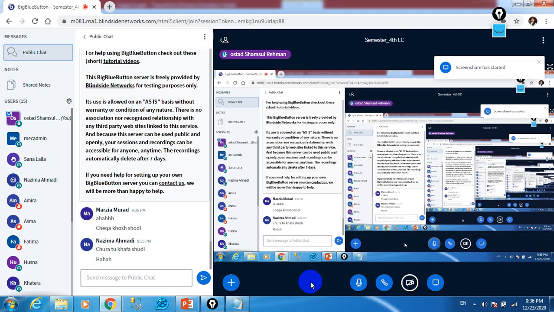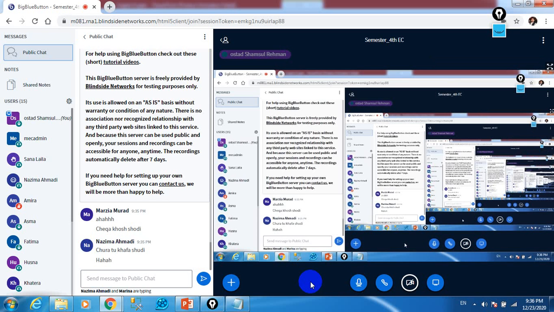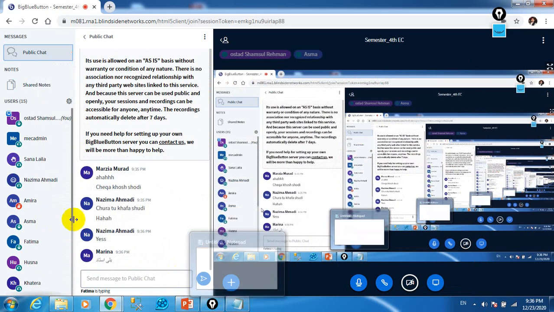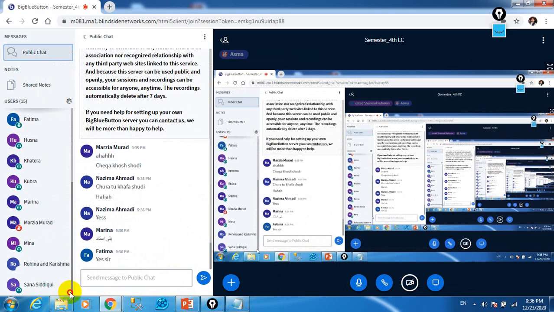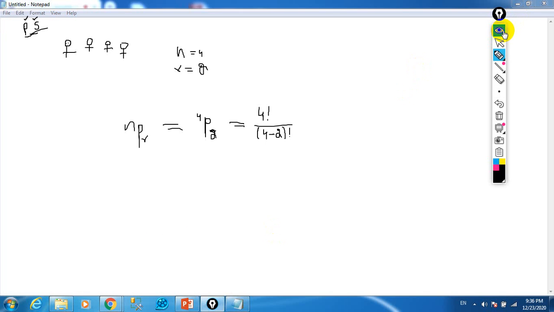Okay, I think now my screen is shared to you. Can you see my screen shared? Yes sir. Okay, so now the question that I have asked, that we have four persons, and I want to select any two persons out of these four. So it may be president, or I want to select the president and secretary.